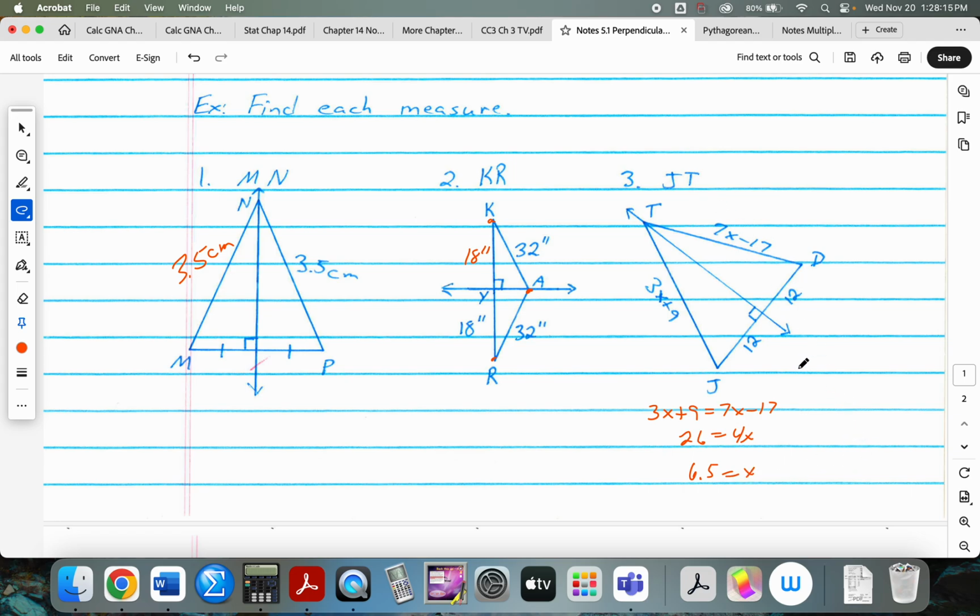So then JT, which is what they asked me for, will be 3 times 6.5 plus 9. So that's 18 plus 1.5 is 19.5 plus 9 is 28.5.